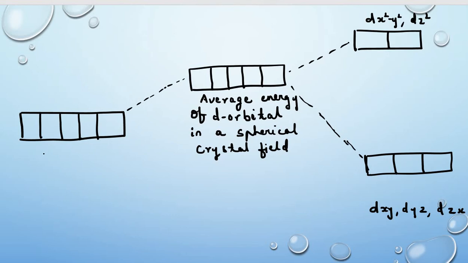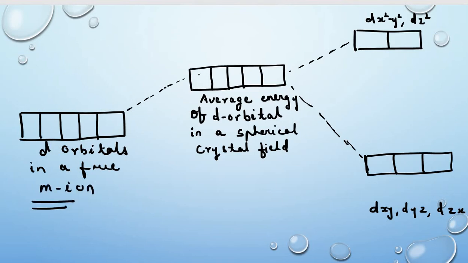So when the metal loses its degeneracy, we can represent it like this. This is the d orbitals in the case of a free metal ion. Now when the ligands approach the metal ion, there will be a repulsion between the electrons of the metal and the electrons of the ligand. As a result, the energy will be slightly raised because of this repulsion. This is known as the average energy of the d orbitals in a spherical crystal field.